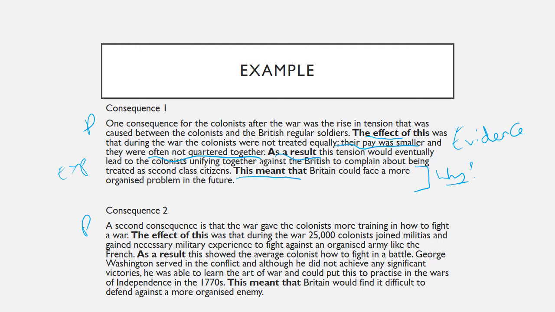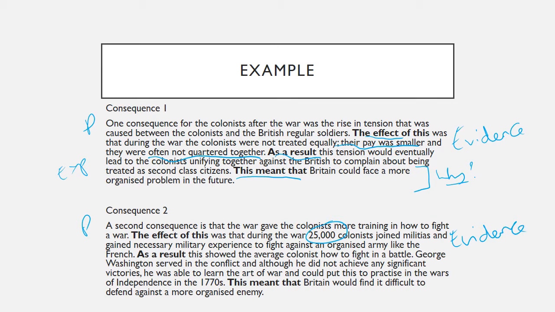So the effect of this was that during the war, you don't need to know loads and loads of facts, but if you do know it, then throw it in. 25,000, I've said here, colonists joined militias. Militias are armed men. It's not an organised army. There's small pockets of men that are armed from towns and villages and so on. And they gained necessary military experience to fight against an organised army like the French. So that is my evidence, like we've just done.